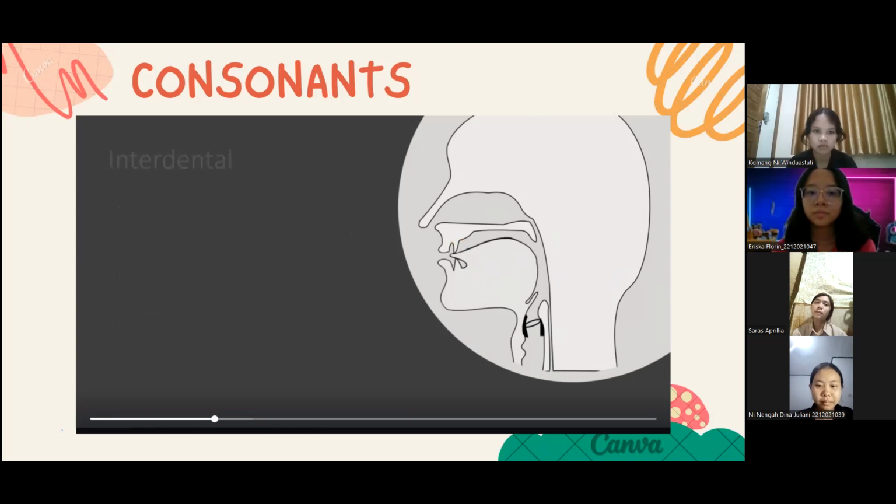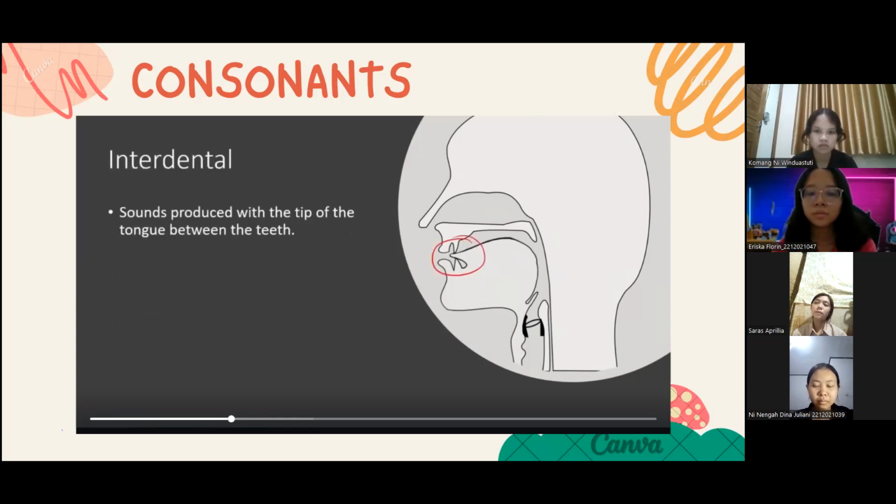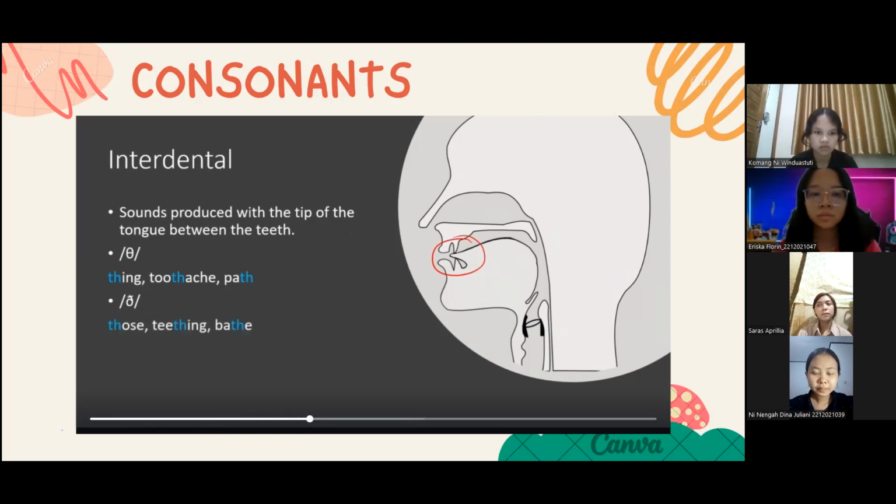The next, interdental sounds, as you can see right here, and they are used to create this sound. Now, you may not recognize this symbol, which is part of the IPA, the International Phonetic Alphabet, but it is the sound that occurs in thing, or toothache, or path. This other sound, which is also created with the TH, has a slightly different sound. This sound is the one that occurs in those, teething, and bathe.